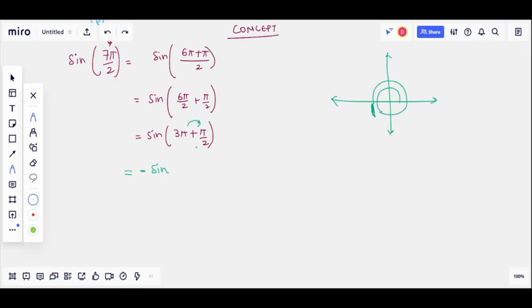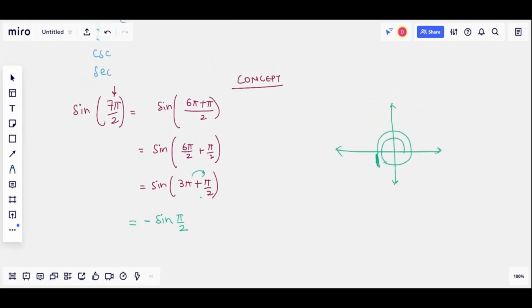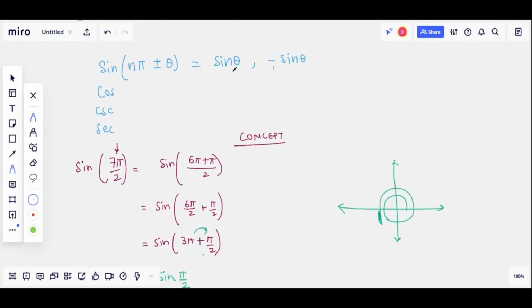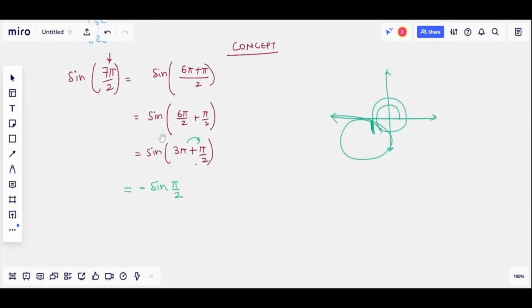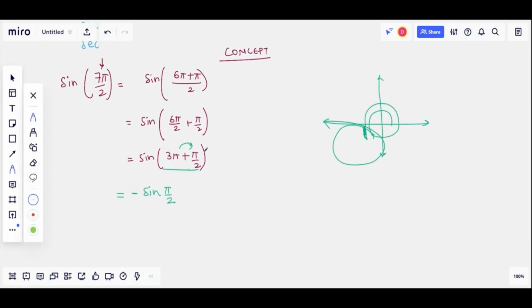In quadrant 3 we know that sine is actually negative. So along with a negative sign, we have to write sine of theta, because we just discussed that this can either be a positive sign or a negative sign. Positive or negative depends upon the quadrant in which that particular angle would lie. And how to find that? Using this concept, wherein we try to locate 3 pi plus theta, and always remember that this should be considered as a theta and not any actual angle. So that will be negative sine of pi over 2, and sine of pi over 2 is nothing but 1. So the final answer in this case is minus 1.